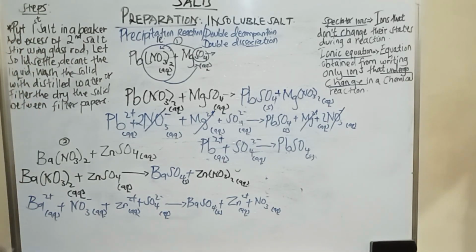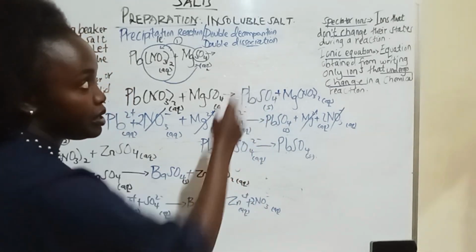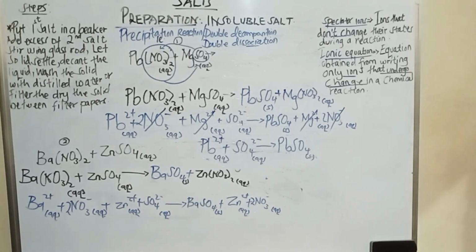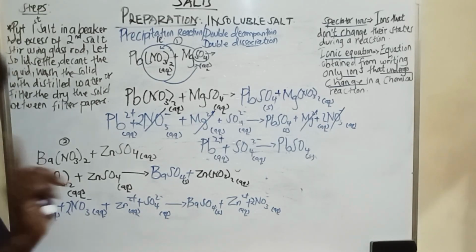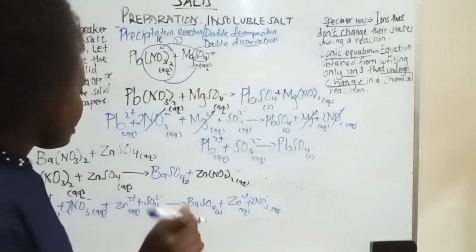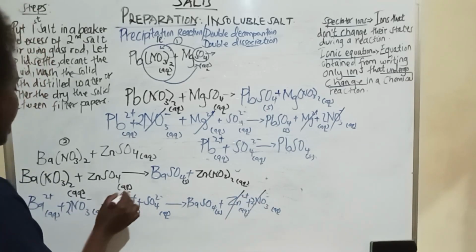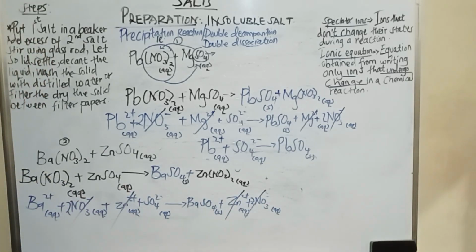The next thing we do is we balance. After we balance, we are going to balance by putting a 2 there and a 2 there. We check for what next? Good. Spectator ions, the ones that did not change. And we are guided by the state symbol. So which ones didn't change? It is zinc and the nitrate ions.